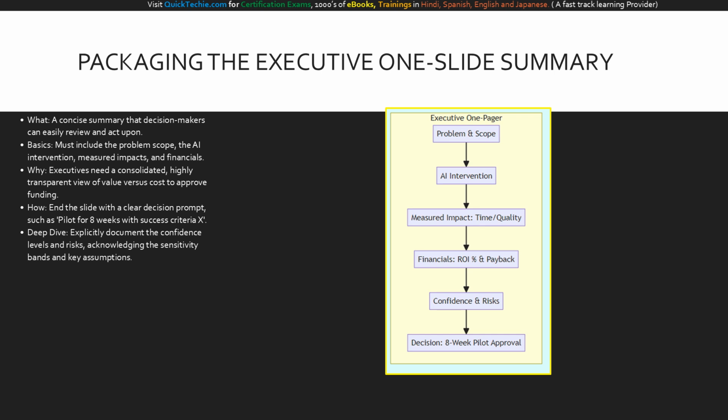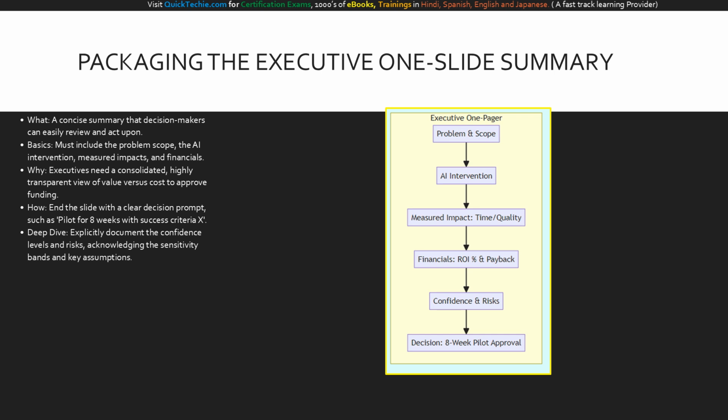Look at the layout diagram on your screen, which represents the ideal structure of your executive one-pager. Inside the boundary box, the flow reads top to bottom, exactly how an executive processes a pitch. It starts with problem and scope, where the waste is today. It moves to AI intervention, what the agent will actually do. Next is measured impact, detailing the minutes saved and quality lift. This is immediately followed by financials, showcasing the ROI % and payback timeline.